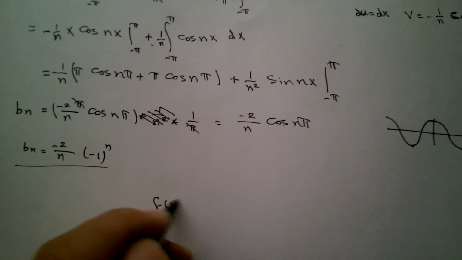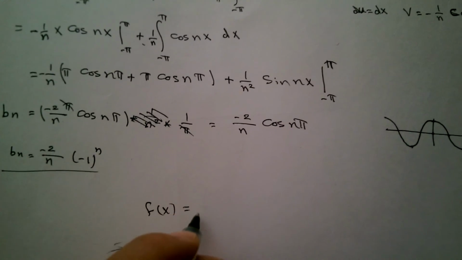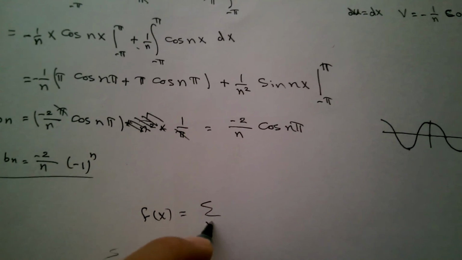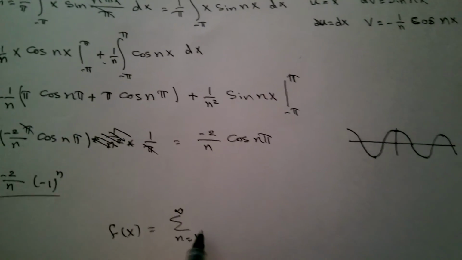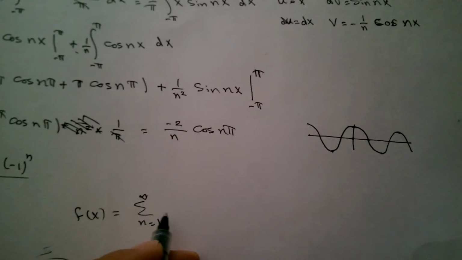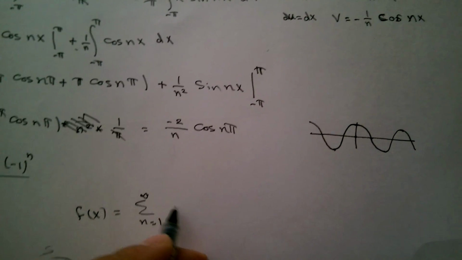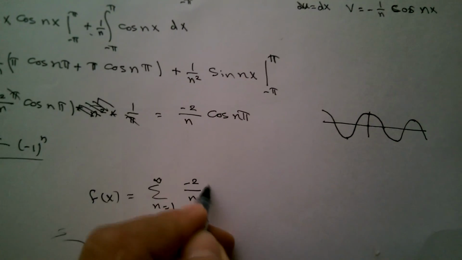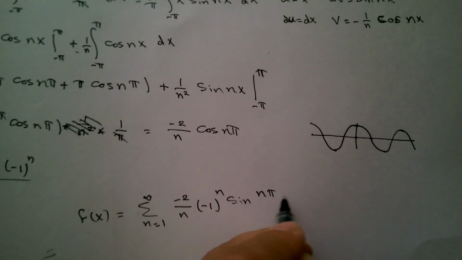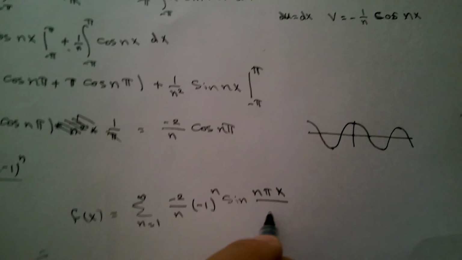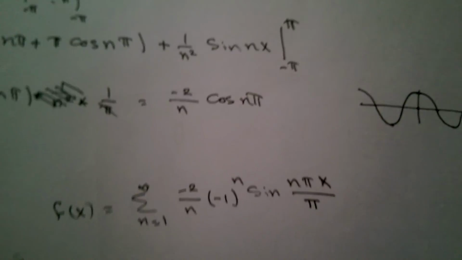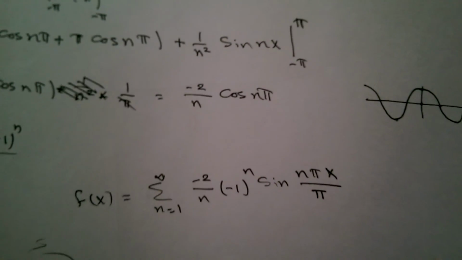We get that f(x) is equal to the summation. We get that a naught is 0, so we don't have this part, we just have n equal to 1 till infinity, and an is also 0. We don't have the cosine part, so we just have the sine part. We have bn equal to minus 2 over n minus 1 to the power n sine of n pi x over pi. This is the Fourier series of our f(x).